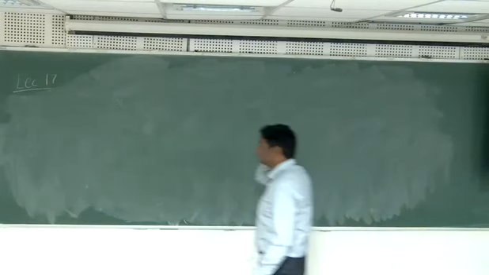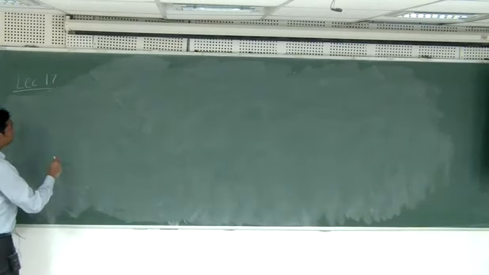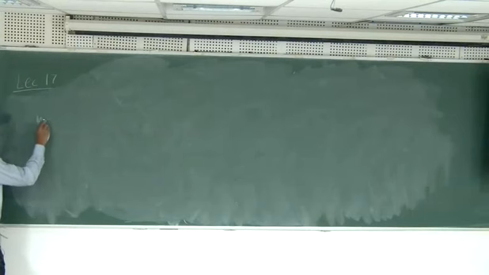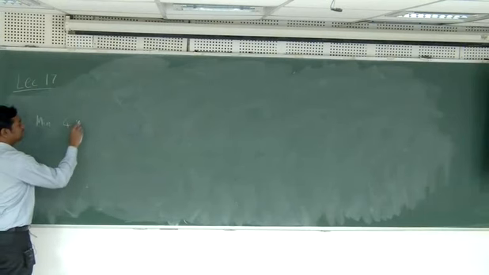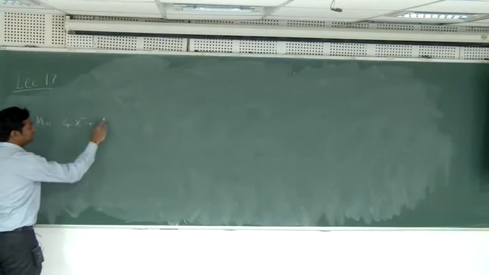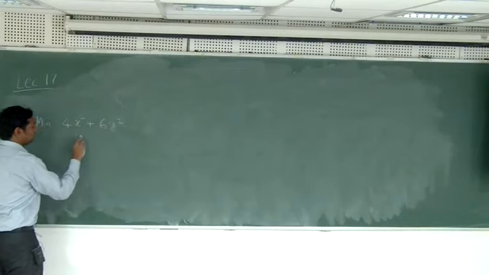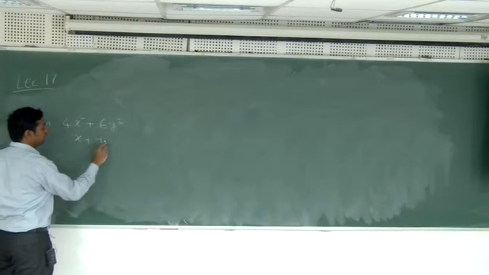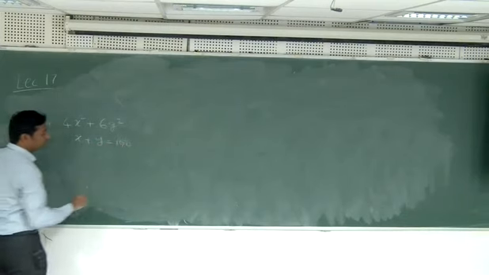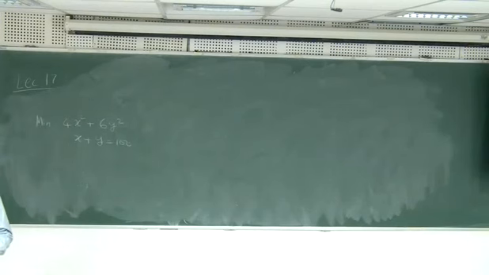Okay, before going to that, I want to also tell you one more thing. Let's go back to the same problem. Minimize 4x square plus 6y square, with x plus y equal to 100. I just want to tell one more way of solving it. It's called the Lagrange function.